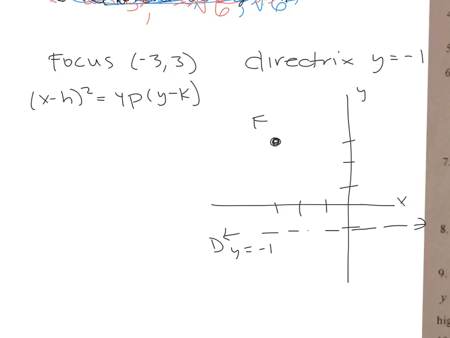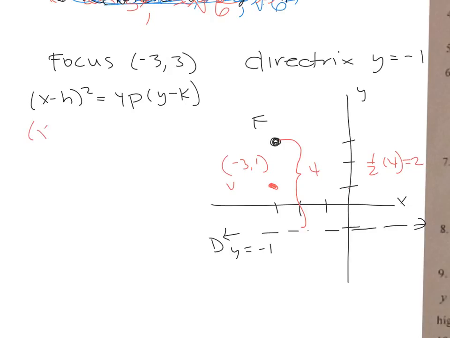That's the vertex. Now remember, the vertex is someplace in between your focus and the directrix. It's right in the middle, so you have to find the distance from focus to directrix. So count the boxes, 1, 2, 3, 4. Half of 4 is 2. So I'm going to count 2 boxes, 1, 2. So there's my vertex, and my vertex is (-3, 1). All right, there's my h, k.